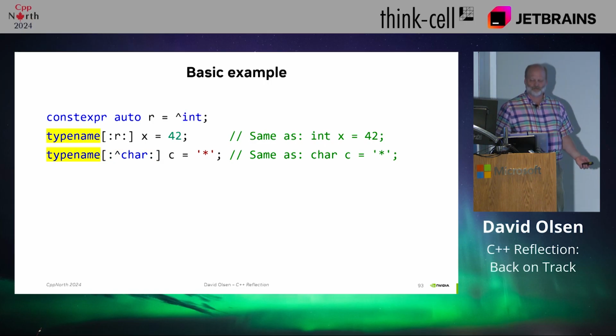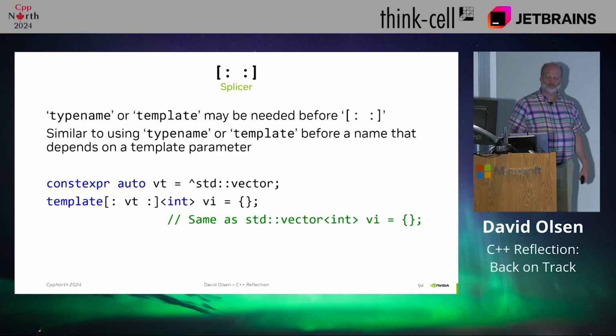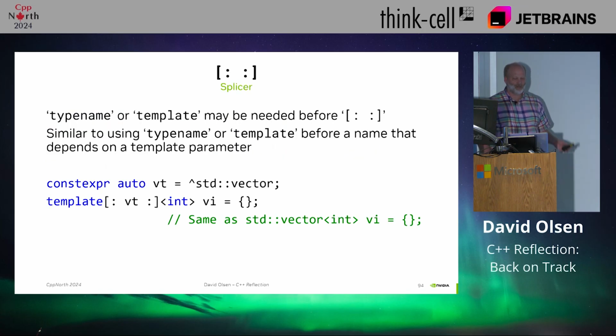You may have noticed the use of typename before each of the splices. The keywords typename and template are sometimes required before a splice operation, similar to how typename and template are required before names that depend on a template parameter. In all these cases, the keywords help the compiler with its syntax parsing. In the example with the template keyword on this slide, the compiler needs to know that the splice of VT is a template, so it knows how to correctly parse the less than character just after the splice.